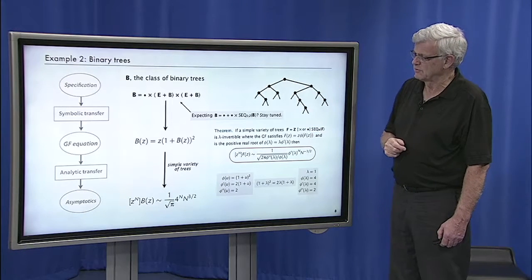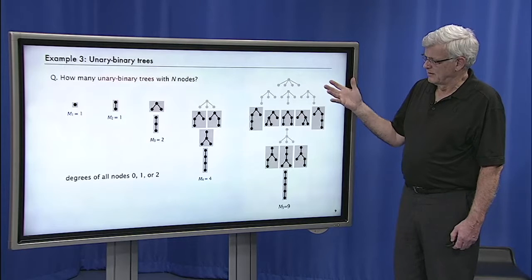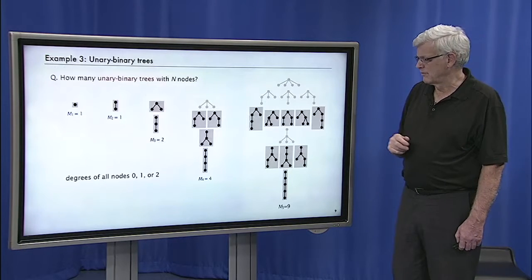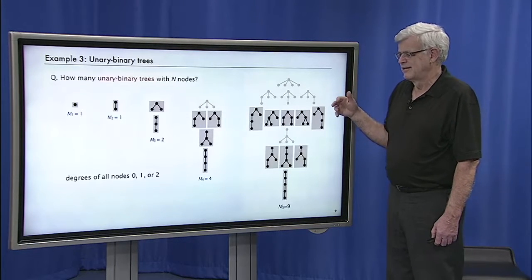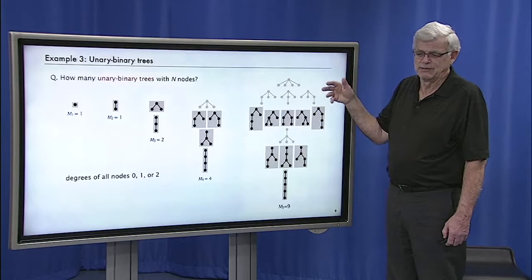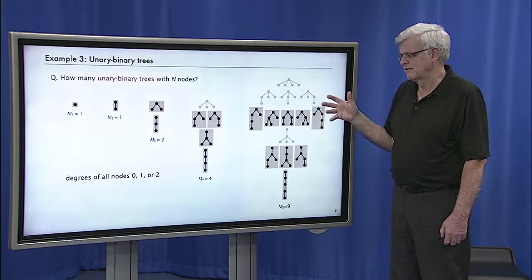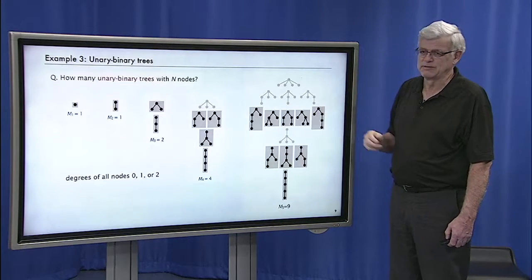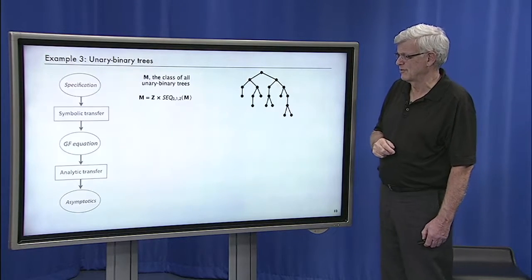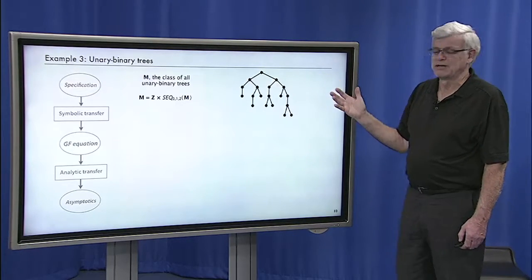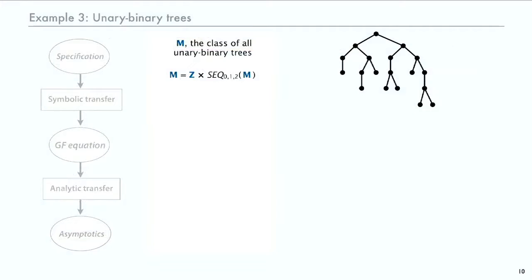That's analytic combinatorics. And here's another example review from last lecture. Those first 2 examples we know how to do with relatively elementary methods. Examples like this one are much harder. So this is unary-binary trees, where every node has either 0, 1, or 2 children. So a tree is a node plus a sequence of either 0, 1, or 2 trees.